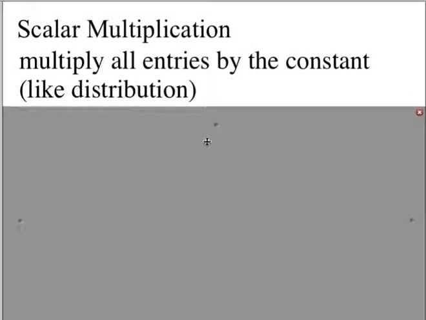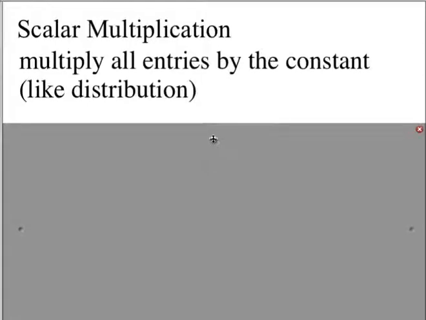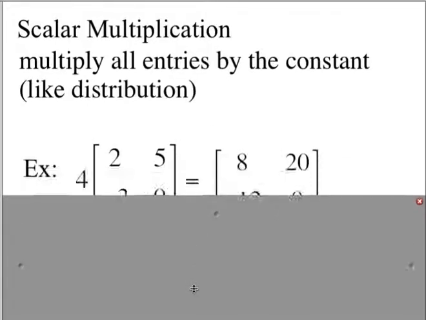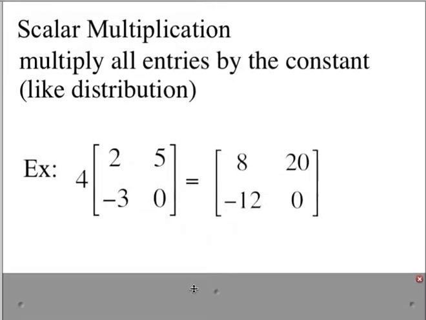Scalar multiplication, this is like distribution but with matrices. This is where you multiply all entries by the constant. The example I have here is 4 times a 2 by 2 matrix, 2, 5, -3, 0, and I just distribute that 4 to every entry. So 4 times 2 is 8, 4 times 5 is 20, 4 times -3 is -12, and 4 times 0 is 0.